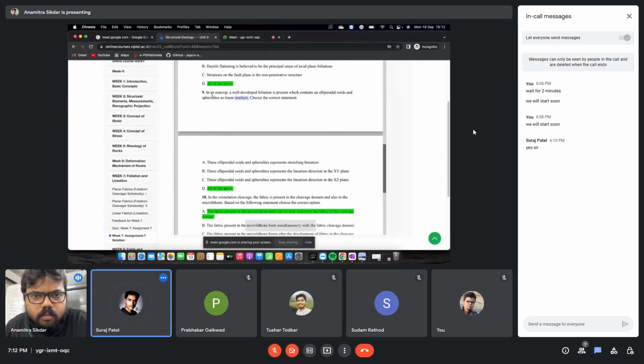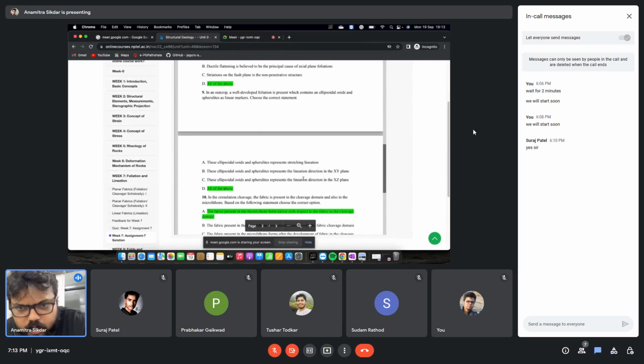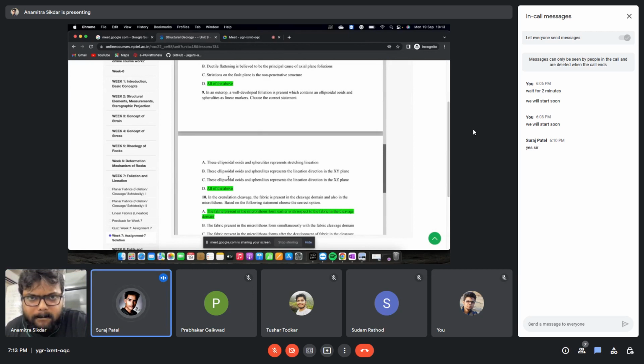Yes sir, 9. So, in an outcrop, a well-developed foliation is present which contains ellipsoidal voids and spherulites as linear markers. Choose the correct statement. The ellipsoidal voids and spherulites represent stretching lineation. Yes. The ellipsoidal voids and spherulites represent the lineation direction in the xy plane. Yes. Represent lineation. Yes. So, what is wrong? I mean, all of these A, B, C are correct.